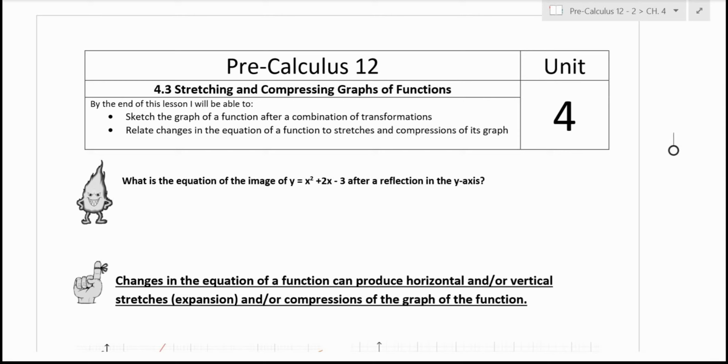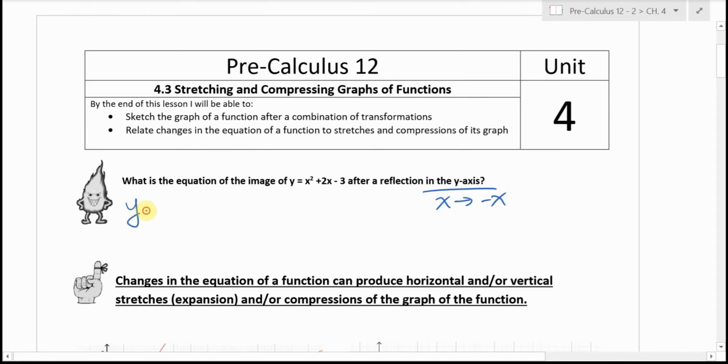So let's quickly review what we did last time, which was reflection. If the question says, what is the equation of the image of y equals x squared plus 2x minus 3 after a reflection in the y-axis? Remember, a reflection in the y-axis means x is being replaced with negative x. The y-axis is the vertical one, so if we reflect over the vertical axis, the positive x becomes negative x, and the negative values of x become positive.